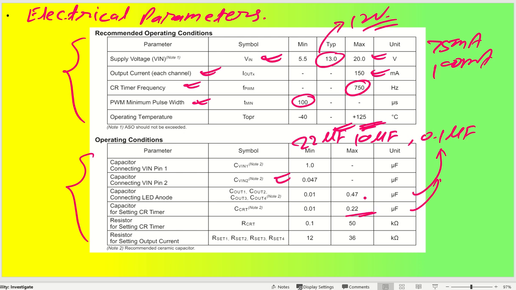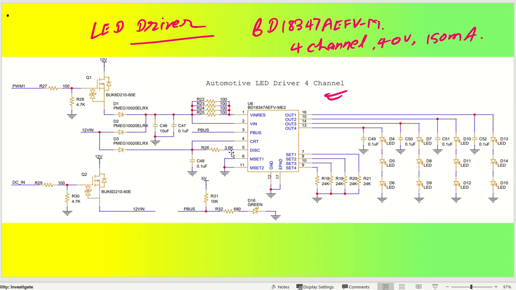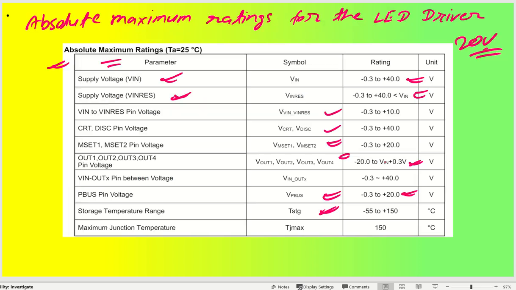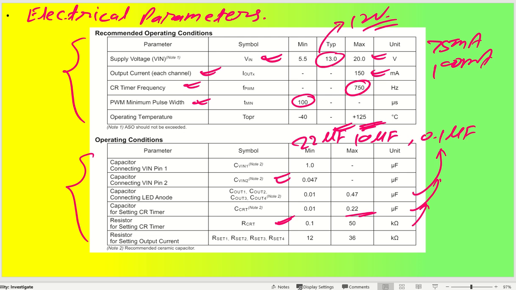This is the range of those. Then the CR timer resistor is going to be 0.1 kilo ohm to 50 kilo ohms. So that also we have taken some value. I don't remember this. Let me just see once. That is taken as 3.6 kilo ohm. Okay. Coming back to the R set pins for current setting of the output, the minimum should be 12 kilo ohm to maximum 36 kilo ohm. Okay, so based on the formula, we can calculate, based on the I output required, what should be my R set resistor's value.